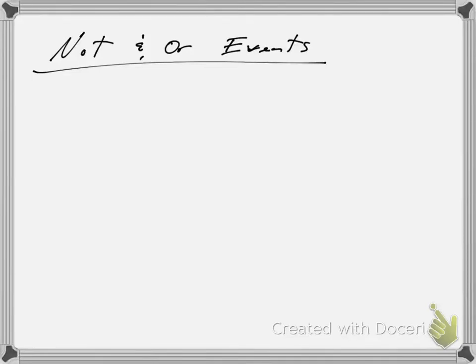Okay, class. Now we're going to go to 11.6. We're just doing 11.6 today. We're taking it a little slow here. There's been a lot of questions on this stuff. We're going to do events involving not and or, and a little bit with odds.